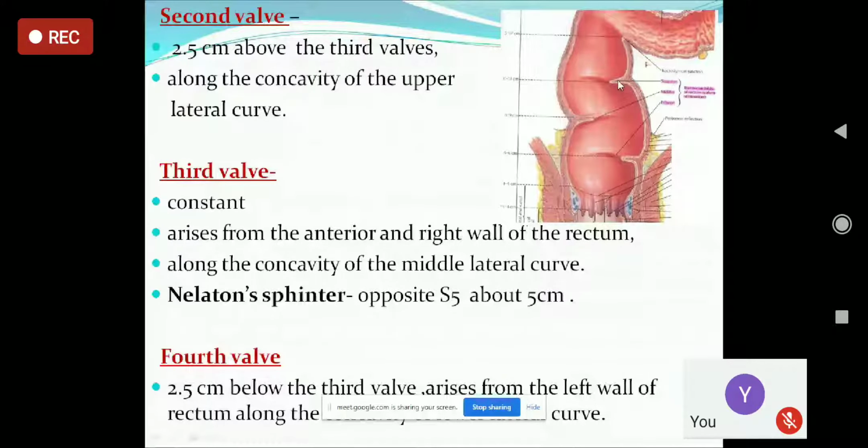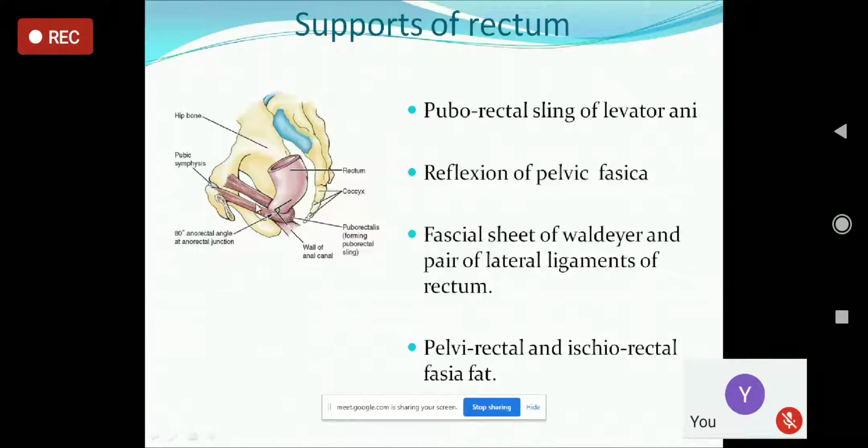Now, what are the supports? Look at it. This is the puborectal sling of levator ani, the reflection of pelvic fascia, the fascia of Waldeyer, the pair of lateral ligaments of the rectum, and the pelvic rectal and ischiorectal fascial flaps. So you have to see this sling. The puborectal sling of the levator ani is pulling the rectum, and these are all the reflections which keep the rectum in position.